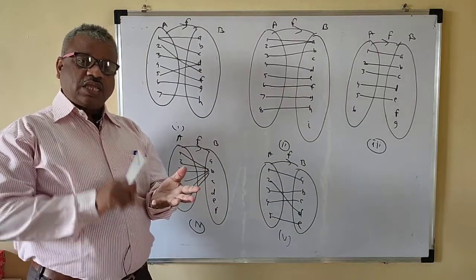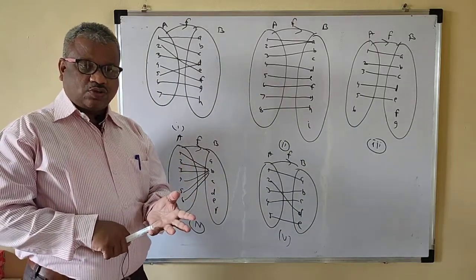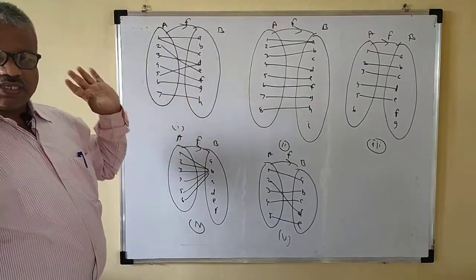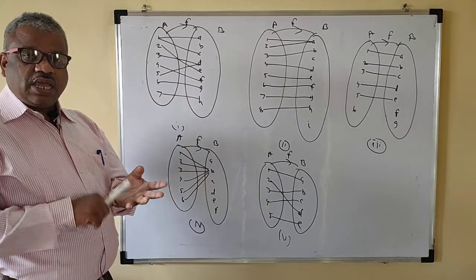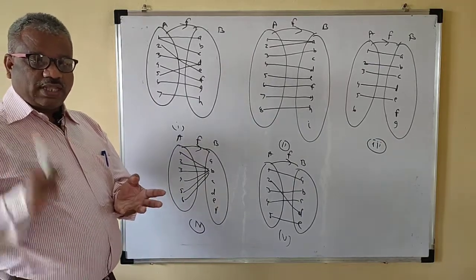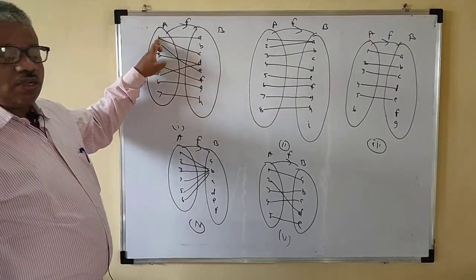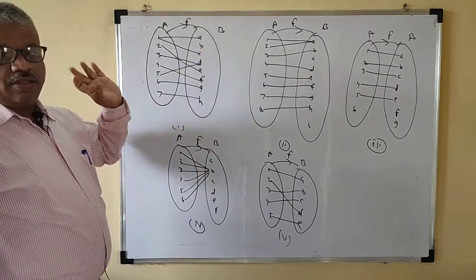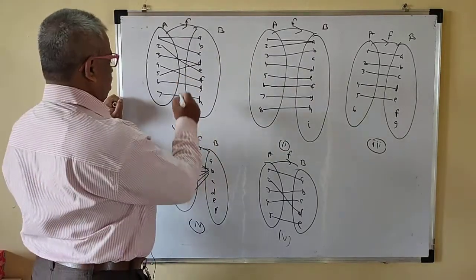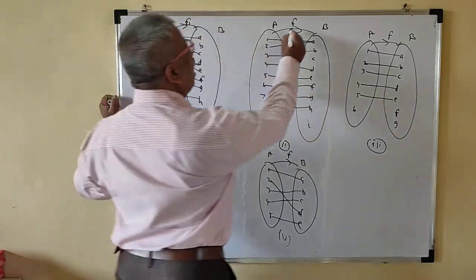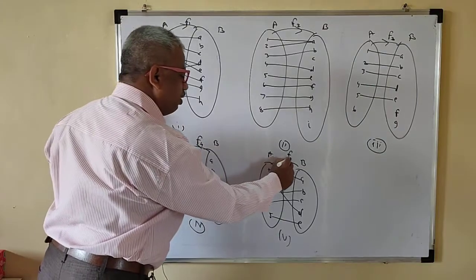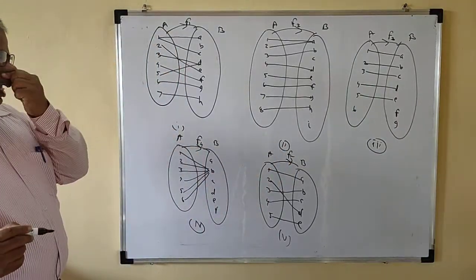What is the definition of a function? Every element of A has an image in B, but the definition says every element of A is related to one and only one element of B. Now here, 1 is related to A and C. So I will write this as f1, this as f2, this as f3, this as f4, and this as f5. So these are the relations.